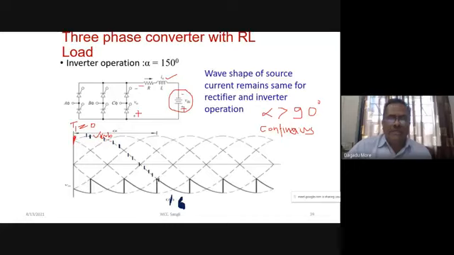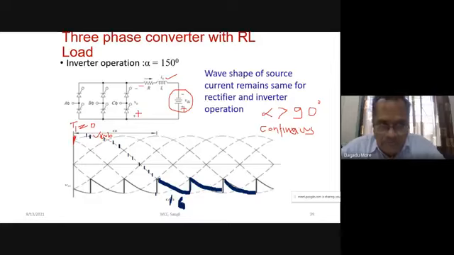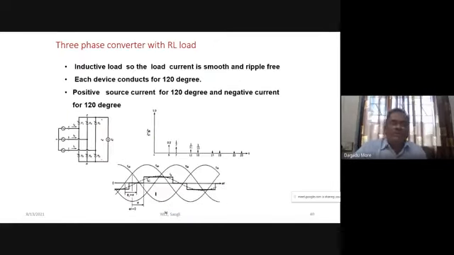And here we have seen that devices 1 and 6 are conducting. After that 60 degrees, which devices will conduct? 1 and 2. After that 2 and 3, and so on. And here again each device is conducting for a period of 120 degrees, so that our current is a cos square wave, but it shifts with respect to voltage.